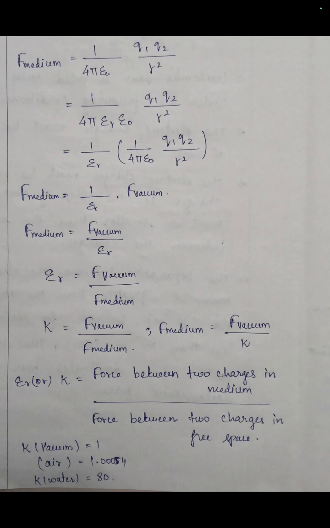This epsilon r is also known as the relative permittivity or dielectric constant. So this is another definition of the relative permittivity or dielectric constant, and its value is different for different media. It is 1 in vacuum, 1.00054 in air, and 80 in water. So this is all about the dielectric constant or relative permittivity.